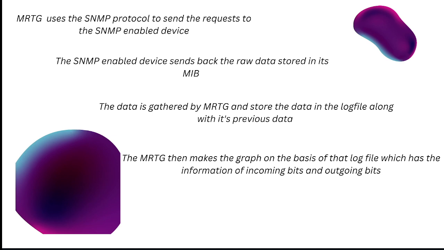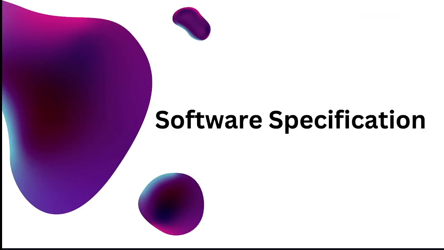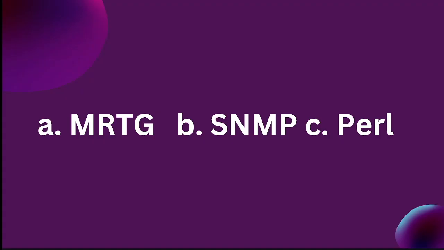Similarly, now talking about the software specifications of this MRTG. As Vikraj told earlier, we need all such dependencies, and the main software that we need in this project is MRTG, SNMP, and Perl. As we already know, MRTG is the one which creates the graphs of the data. SNMP is the protocol that is used by all the devices from which we want to collect the data, and Perl is simply a language that is used by MRTG to create the data.